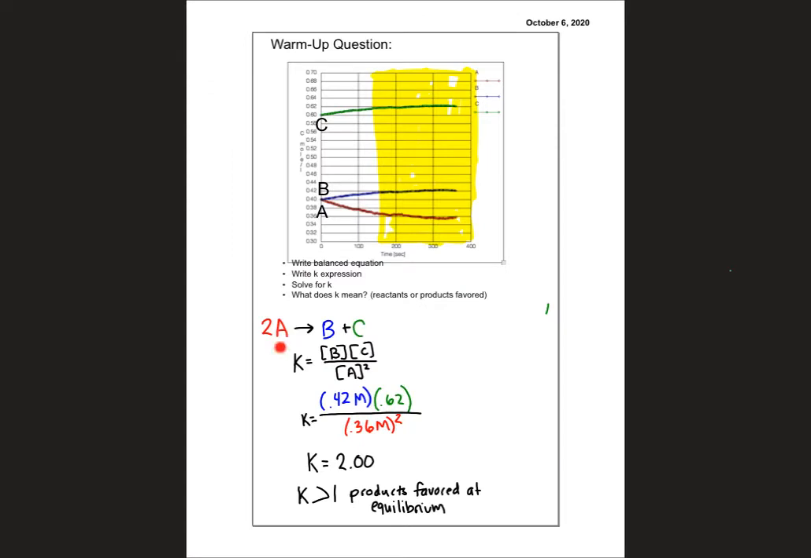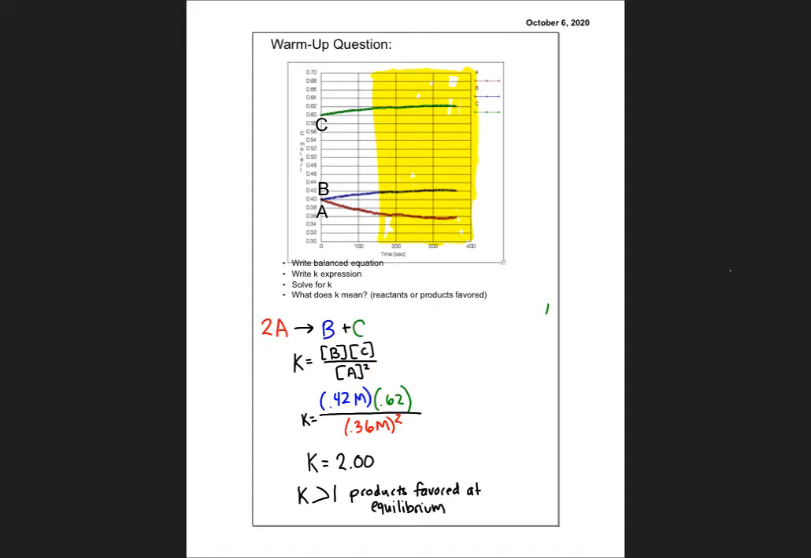All right, so hopefully you got 2A makes B plus C. The reason is because A was changing by 0.04 and B and C were only changing by 0.02, so this gets a 2 in front. Our K expression is the concentration of the products divided by the concentration of the reactant. A is squared because of that 2.